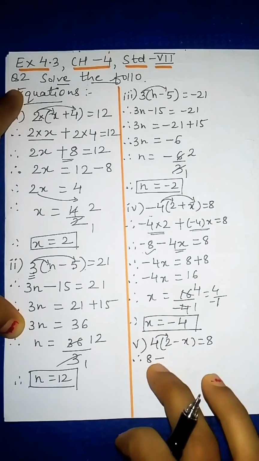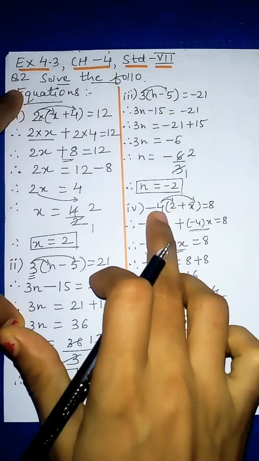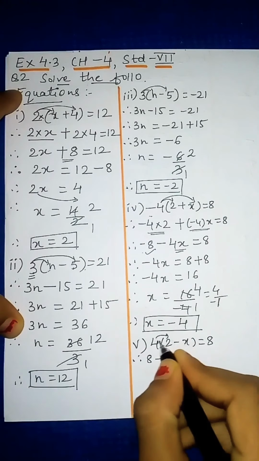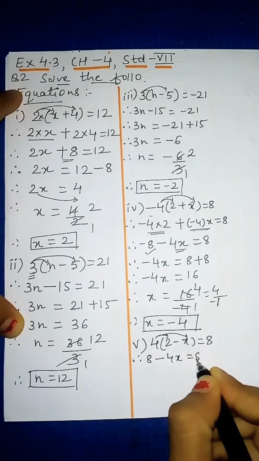Minus sign will be as it is. We don't have to change the sign. When do we have to change the sign? When an outside minus is given, outside the bracket. Now 4 into x. So 4 into x will be 4x, and that is equal to 8.